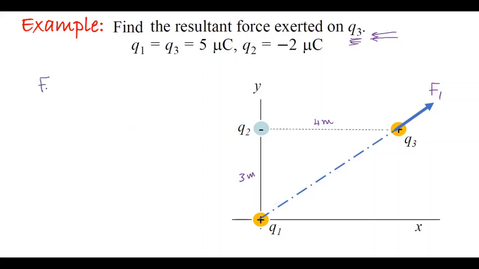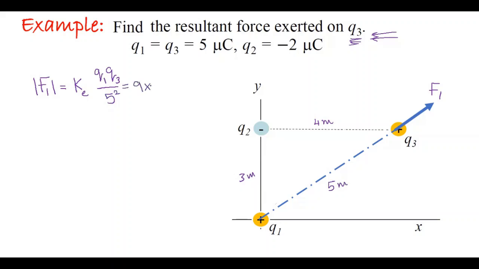I can calculate the magnitude of F1 by using Coulomb's law. The magnitude of F1 will be equal to Ke. I'm going to multiply the two charges together, the magnitude Q1 times Q3, divided by the distance, and I need this dashed distance here. Here is 3 meters and here is 4 meters. This is a right angle triangle, so I have this distance 5 meters. We're going to divide here by 5 squared. This is the magnitude.